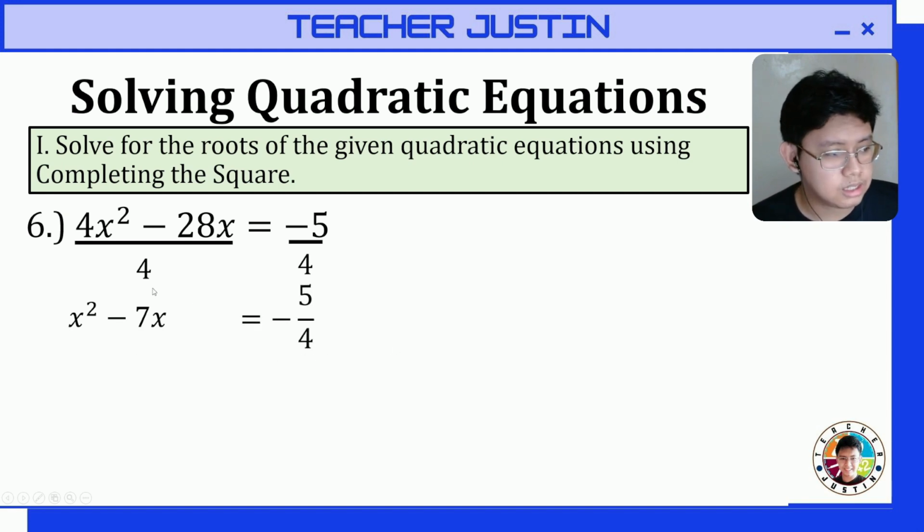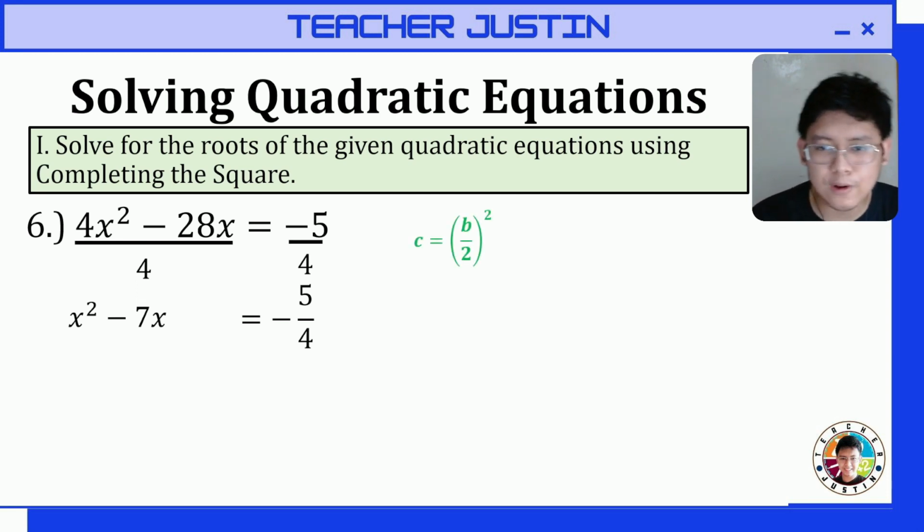Then, let's transfer all the variable terms to the left side and all the constant terms to the right side. So, since the variable terms and the constant term are now isolated, we will proceed to applying completing the square. So, we will use the formula c is equal to the square of b over 2 to find the value that will make this binomial x squared minus 7x a perfect square trinomial.